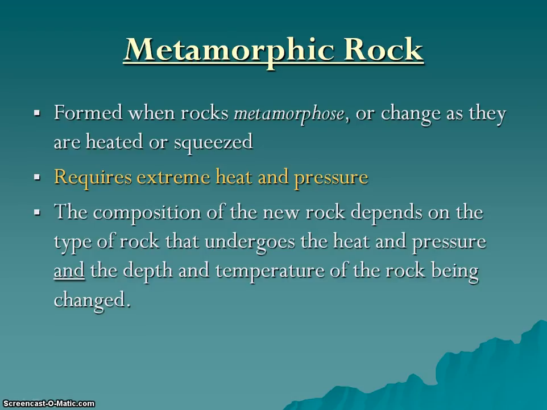The big key is changing the chemical composition, not only the physical but the chemical composition, and it requires extreme heat and pressure. So further down in the Earth's surface, or further down in the Earth's crust into the mantle, is where you're going to see a lot of these metamorphic rocks forming. Sometimes 3 to 4 miles down below the Earth's surface is where a lot of this occurs.